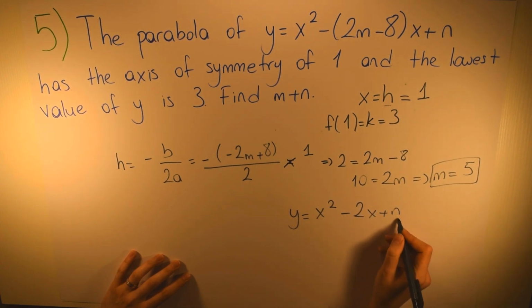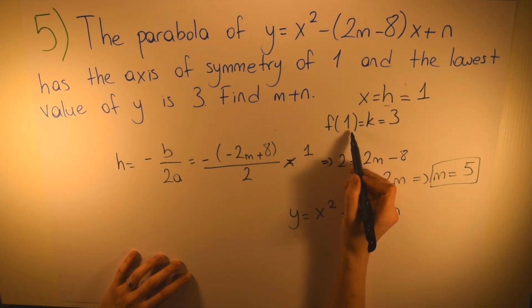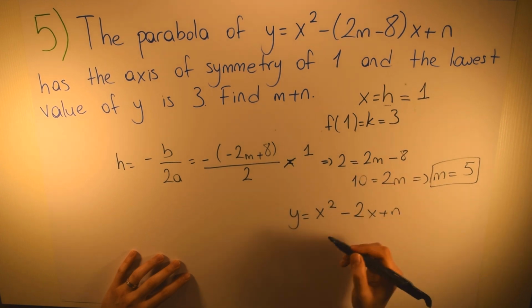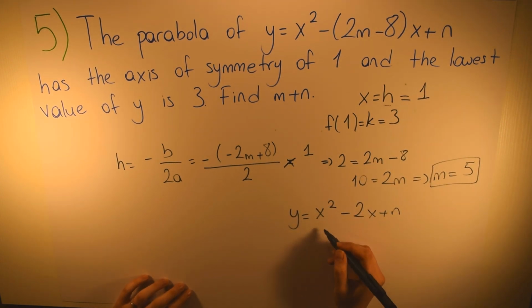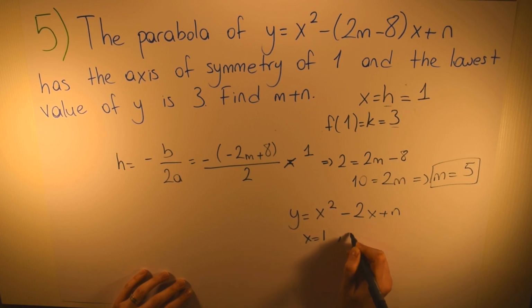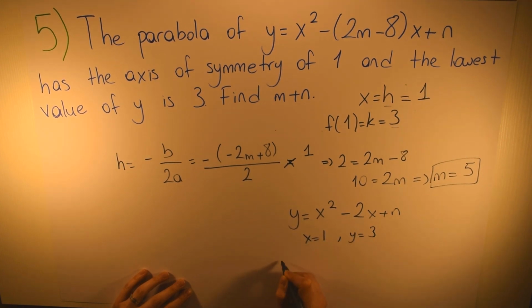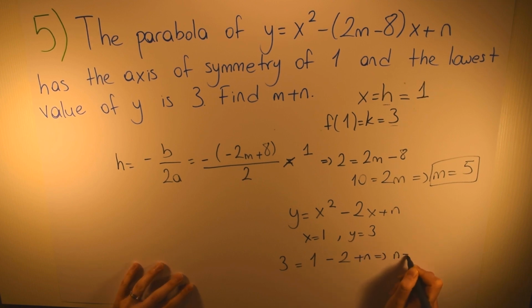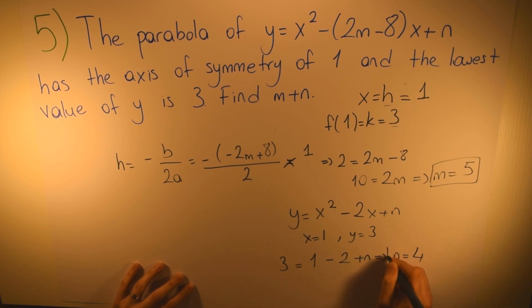So I need to find the value of n now. Another thing, it's given that f(1) is equal to 3. So when I put 1 instead of x, I should get 3, right? So let's do that. When x is equal to 1, y is equal to 3. So 3 is equal to 1 squared, which is equal to 1, minus 2 plus n, and from here n is equal to, this is 1 minus 2, it's minus 1. When I put this here, n is equal to 4.